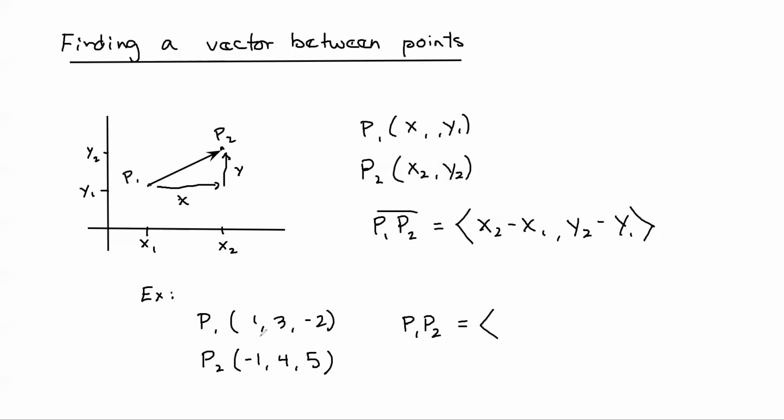So you want to do -1 minus 1, that's going to be -2. You want to do 4 minus 3, that's going to be 1. And you want to do 5 minus -2, that's going to be 7. Okay, so that gives you an example. You just subtract the coordinates. If you subtract the coordinates in the wrong direction, what are you going to end up with? Like the mistake I initially had where I had the 2 and the 1 reversed, you'll end up with a vector that points in the opposite direction. So that's what will be the end result if you do that.